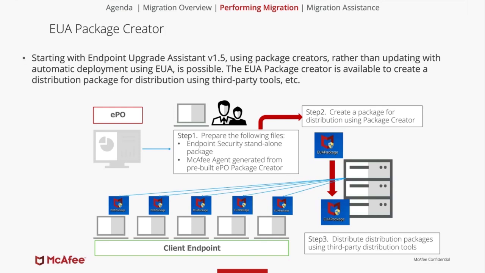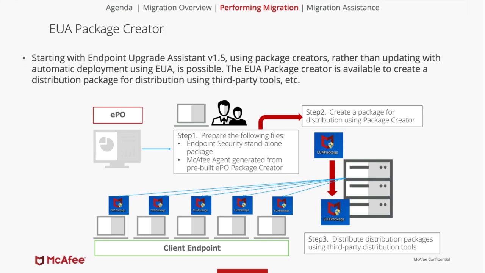It's fairly straightforward. The first step is to make sure that you have your Endpoint Security standalone installer package, which can be downloaded from either EPO or from the software download site, as well as the McAfee agent package from EPO. Once you've got those files ready, you just walk through the GUI of the package creator to create the package, and then you can either deploy it from EPO if you select that option, or from your third-party deployment methods such as SCCM.